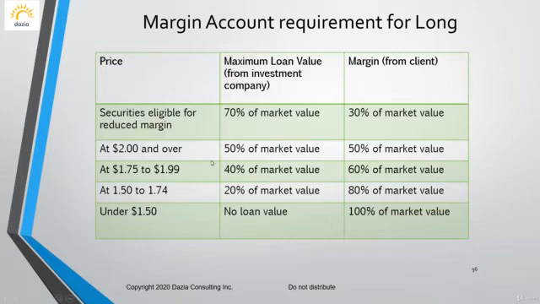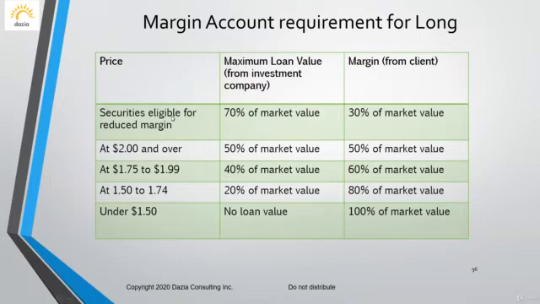So obviously, as you can see, when the price goes down, the amount you have to put into the margin account is more. You have to put down more deposit than if the price was higher. And if the price is below $1.50 per share, then you don't get any loan. You have to put it all in yourself. You will not get a margin account in that situation.